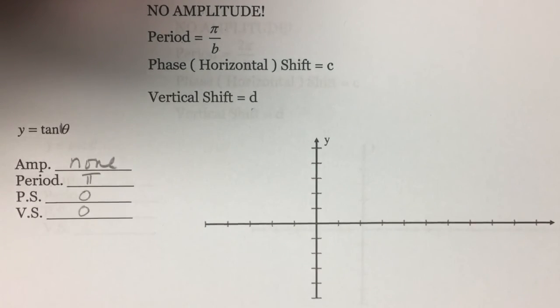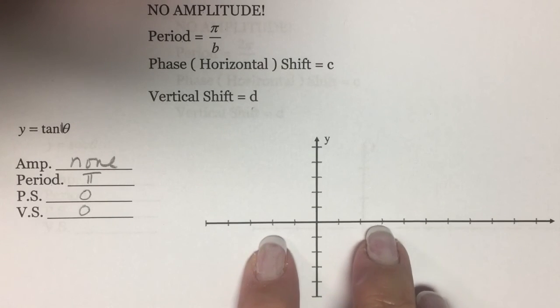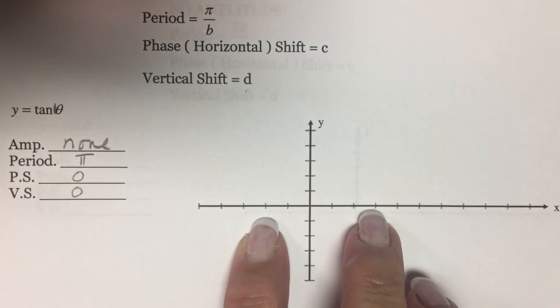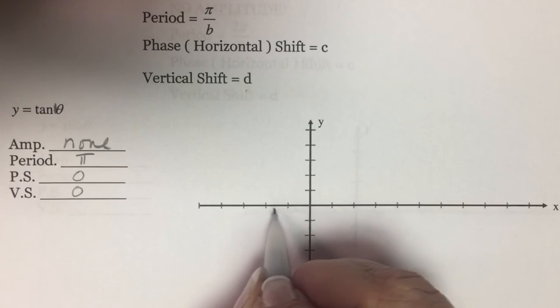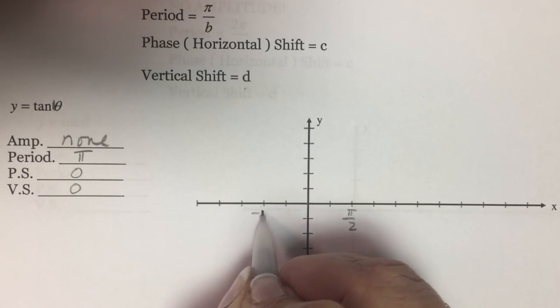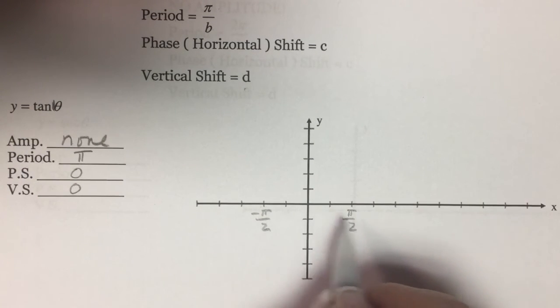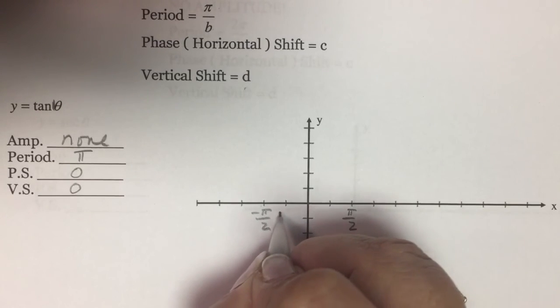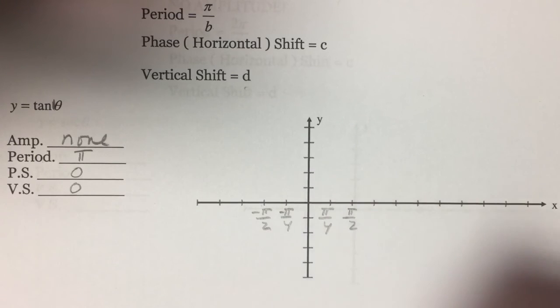Now, for tangent and only tangent, we're going to do something a little bit different. We're going to center our first period around the y-axis. And when we actually do the graph, you'll see why I do this. So that means since the period is pi, this first period will go from negative pi halves to positive pi halves. That's a grand total of pi. And then, of course, this will be negative pi fourths, and this would be positive pi fourths.